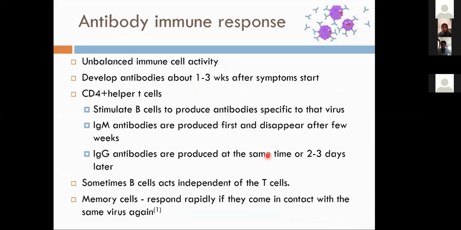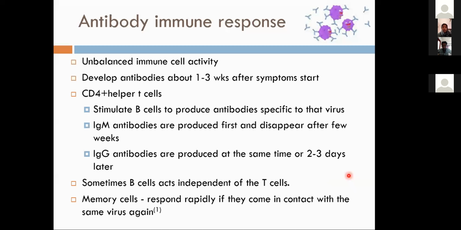Immune response. After the encounter of a foreign particle, here the coronavirus, every cell will have a defense mechanism. After the entry of a virus, it can lead to unbalanced immune cell activity. It will develop antibodies about 1 to 3 weeks after the symptoms. It will produce CD4 cells and helper T cells, which will stimulate the B cells to produce antibodies specific to the virus. There are both IgM antibodies and IgG antibodies.